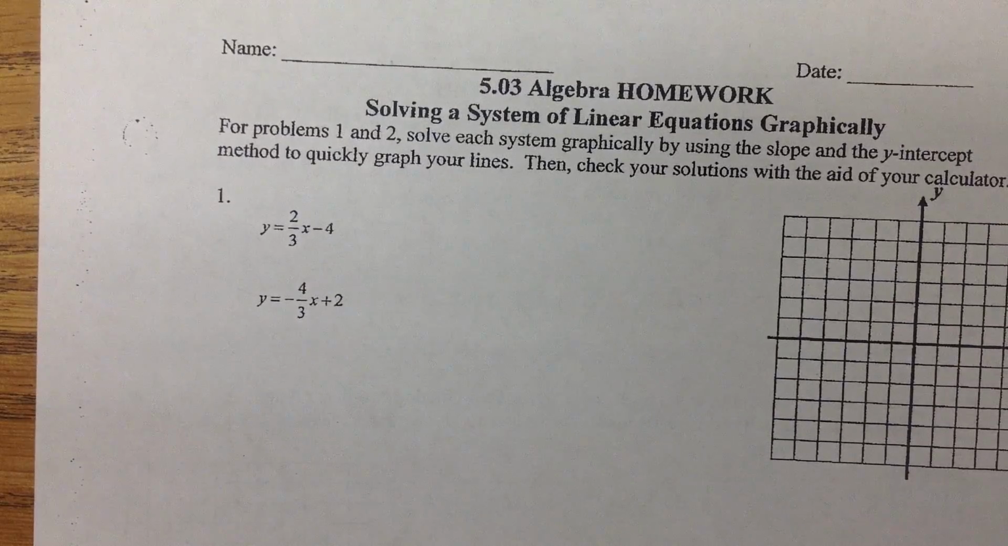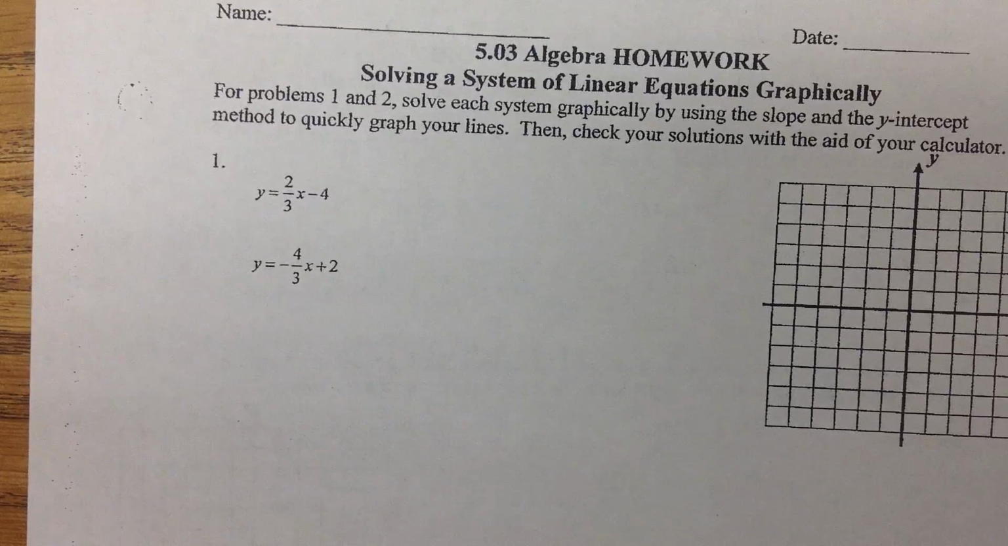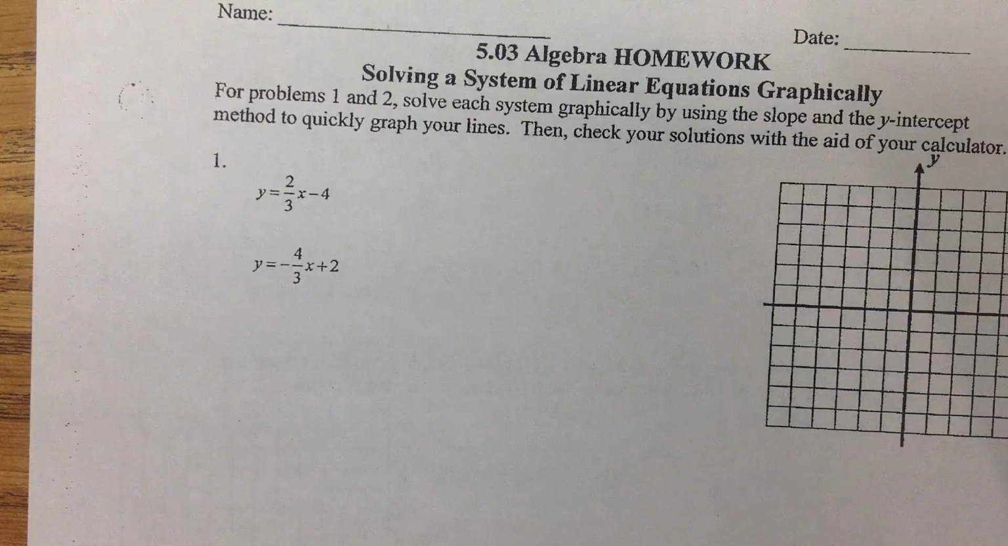y equals 2/3 x minus 4. y equals negative 4/3 x plus 2. So we're looking for that one point that falls on both of these lines. We're looking for that one point that is a solution to both of these equations.